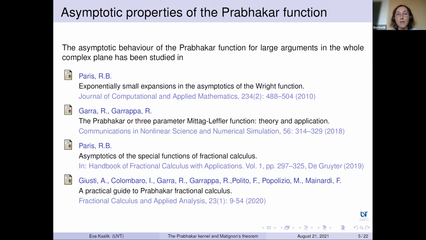Okay, now I will talk a little bit about the asymptotic properties of the Prabhakar function, because these are mainly the properties that we are using in our proof of Martinion's theorem. The asymptotic behavior of the Prabhakar function for large arguments in the complex plane has been studied in several papers, and I have mentioned here the early works of Paris, and also the paper of Roberto Garra and Roberto Garrappa, and also the survey paper, which has been recently published in Fractional Calculus and Applied Analysis with the group of Professor Mainardi, which includes all the properties of the Prabhakar function as well.